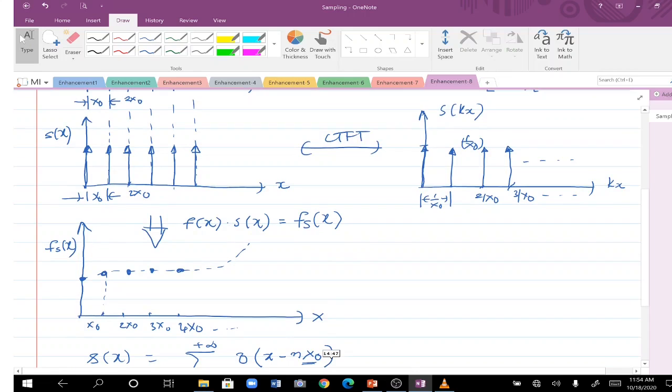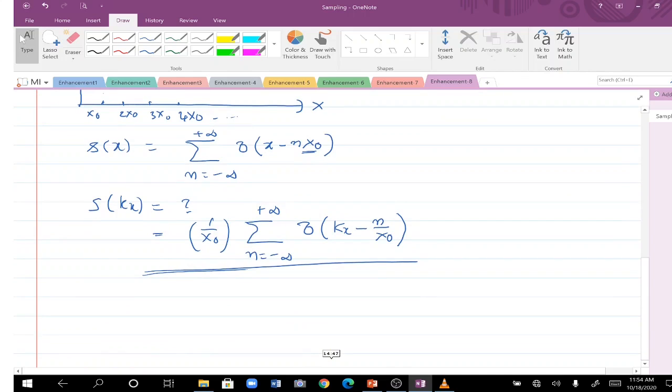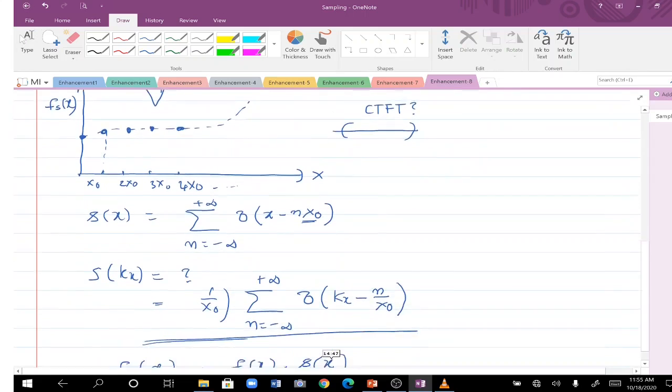Now what we would like to further figure out is what would be the CTFT of this sampled version of f of x. To do that, let's write the expression first for the resulting function. Let us call that new function fs of x, the sampled version of f of x. This is obtained by multiplying your original f of x with the impulse train s of x.